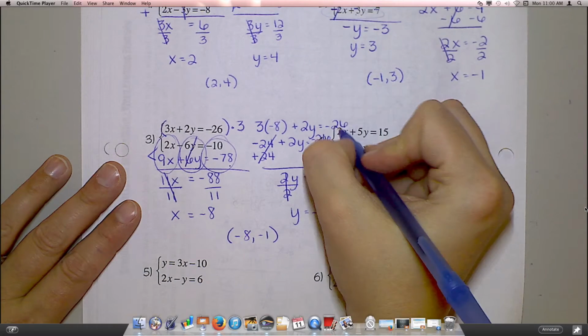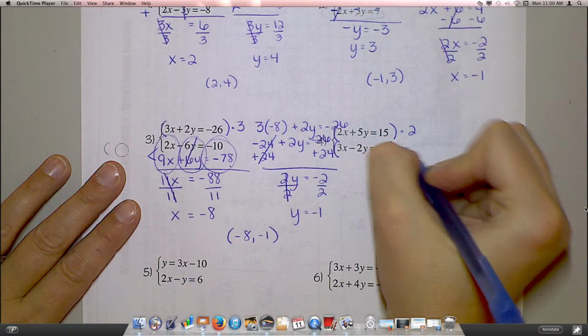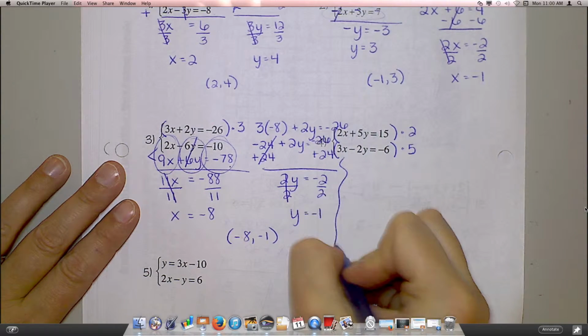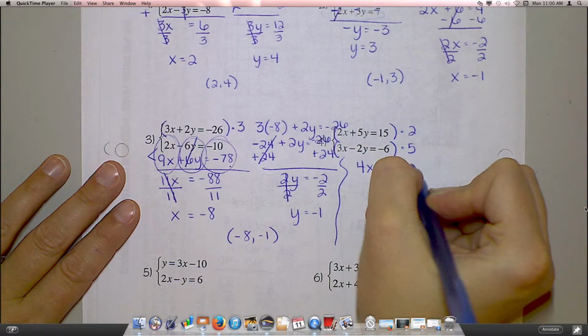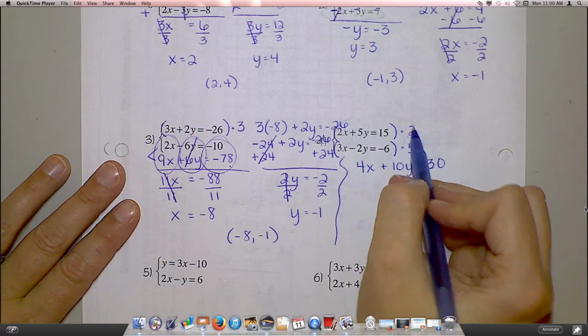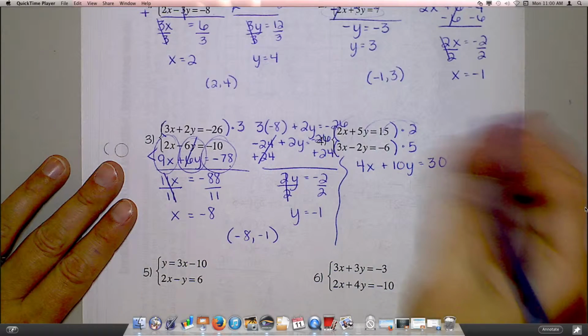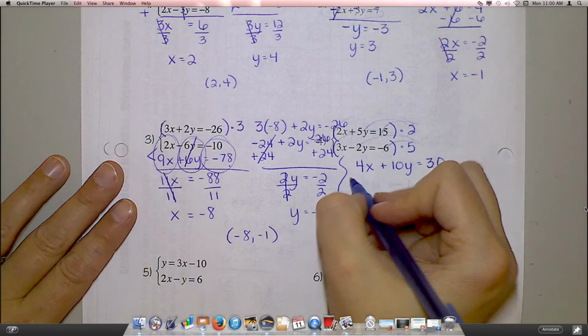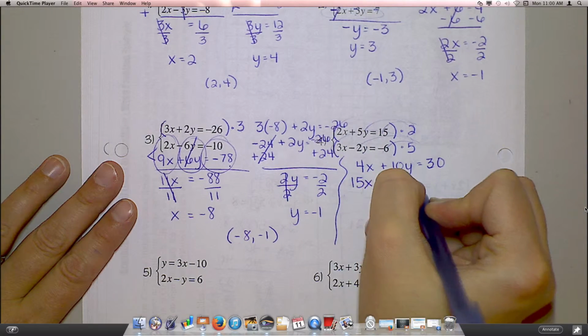So what do I need to multiply the top equation by? 2. And the bottom equation by? 5. Good. So the top equation now says 4x plus 10y equals 30. Don't forget to do the 15. I'm doing 2 times 2, 2 times 5, 2 times 15. And then 5 times everything, so 15x, negative 10y, and negative 30.